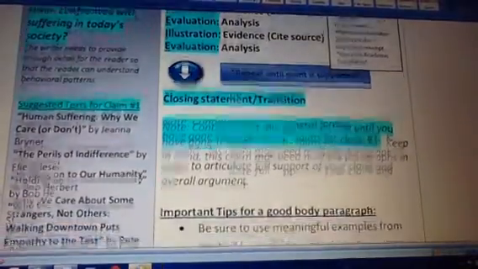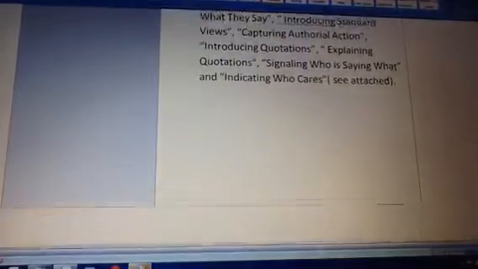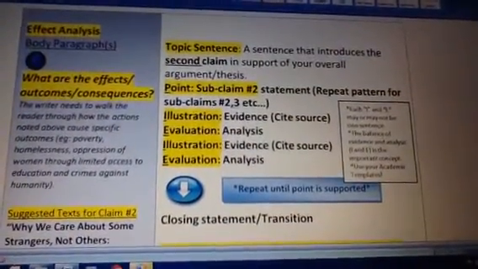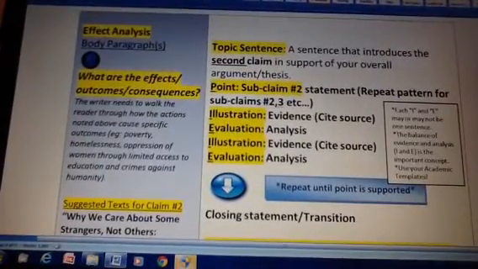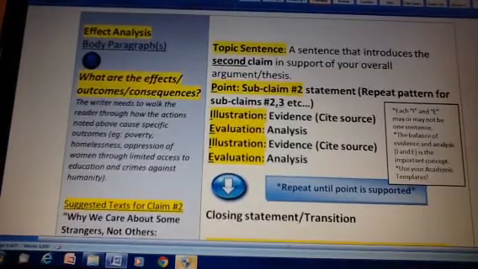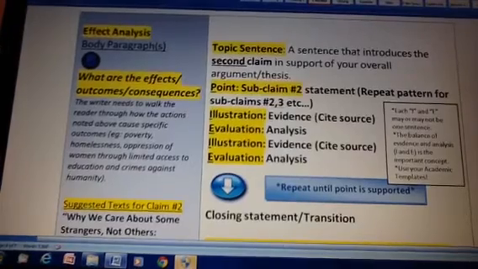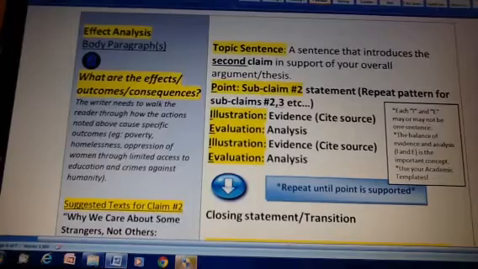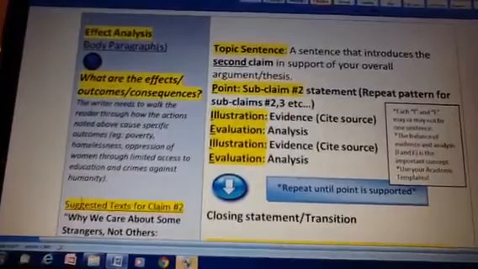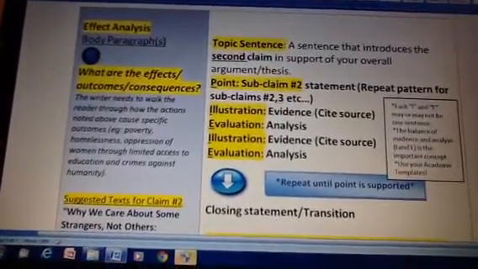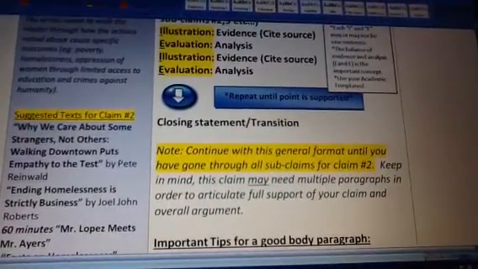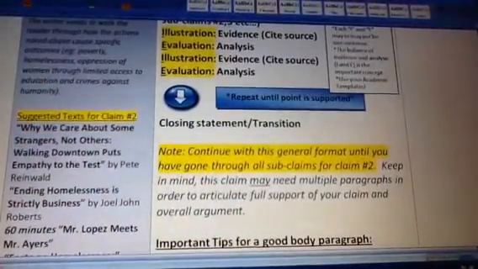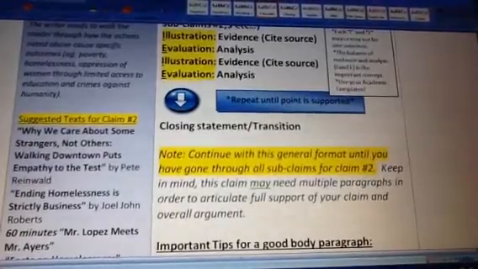All right, so for the second part, we pretty much have talked about that, but I just wanted to point this out to you. On this one, I've color-coded it again, because remember the second part, the consequences, were in yellow. You'll see here on the left that the essential question for that claim 2 is, what are the effects or outcomes or consequences? So the writer needs to walk the reader through how the actions noted above, and what I mean by above is in your claim 1, cause specific outcomes. And our class discussions centered around poverty and homelessness, oppression of women through limited access to education, and crimes against humanity. Again, here I've put some suggested text. Some of them are duplicates, and you can use some of the ones I suggested for the beginning part, but I was just trying to steer you in the right direction. Again, note that right here is the same as in the previous. Once you've mastered that first claim, the second claim I think will come a little easier.